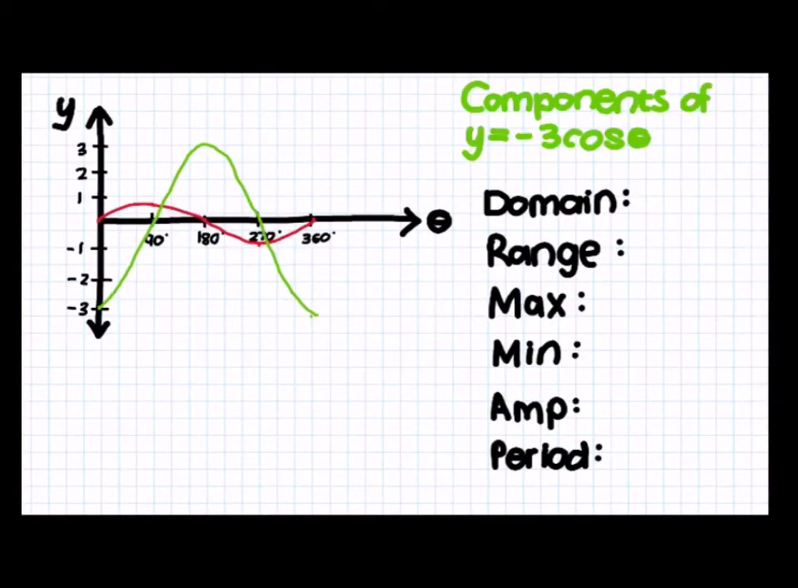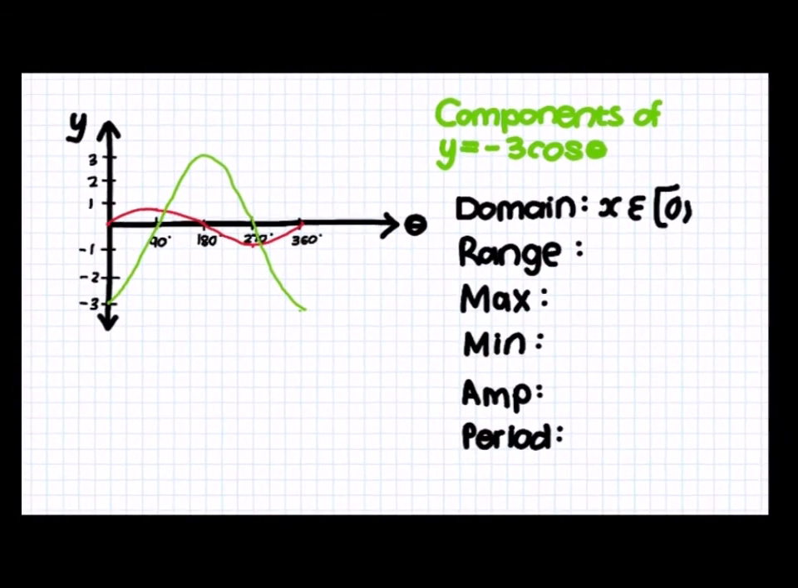Okay, so now we can start interpreting the graphs. So if we look at y equals minus 3 cos theta, the domain is still said to be from 0 to 360. So even though we put a minus 3 in front of the cos, it doesn't affect the domain. So for domain, we still have x as an element of 0 to 360.